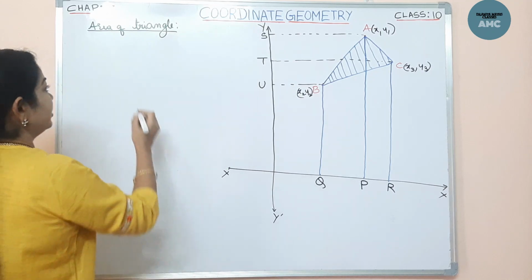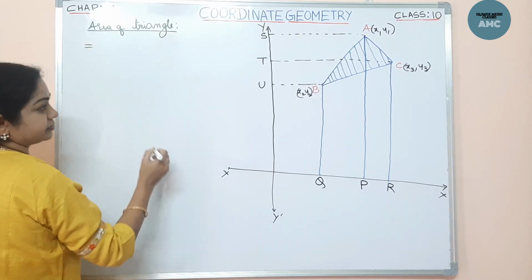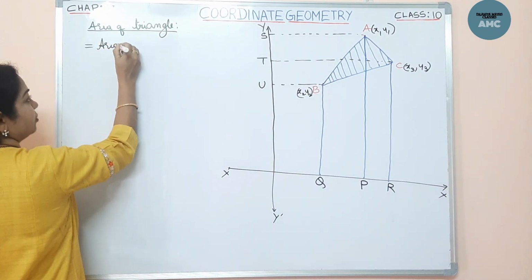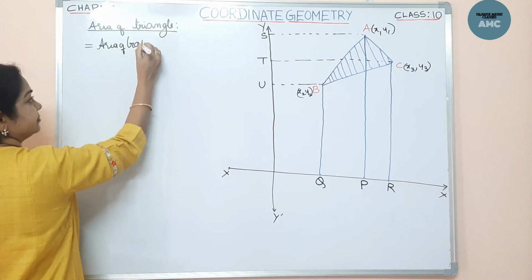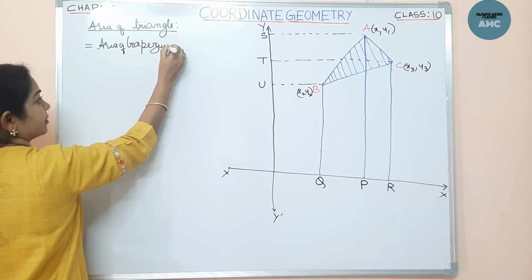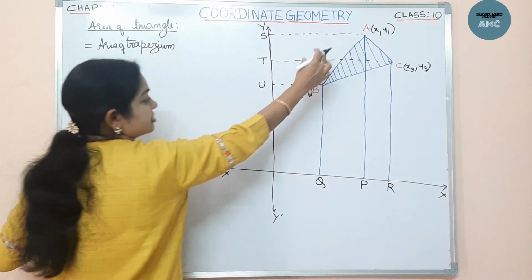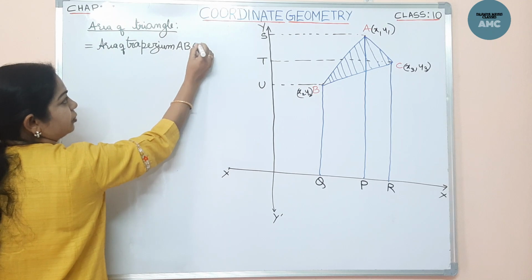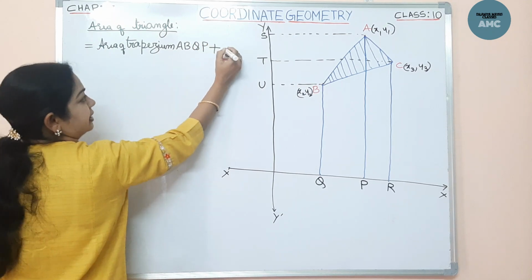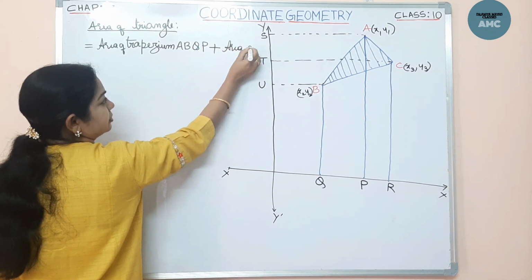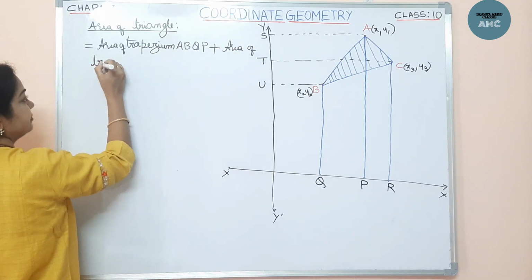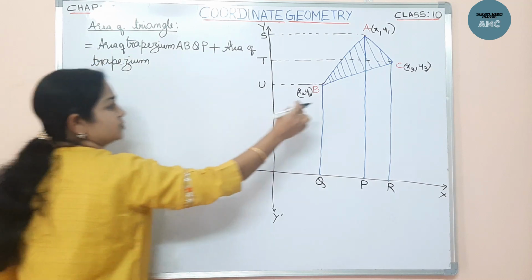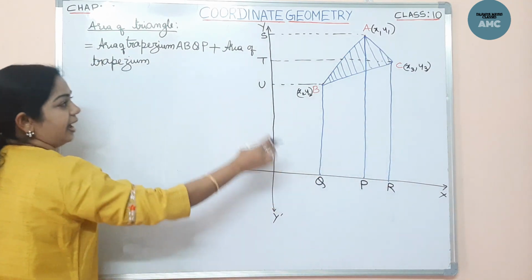That area, how do I get? It is equal to area of trapezium. The first trapezium, I'll take this one, ABQP, plus area of trapezium, the other one, this part, APRC.